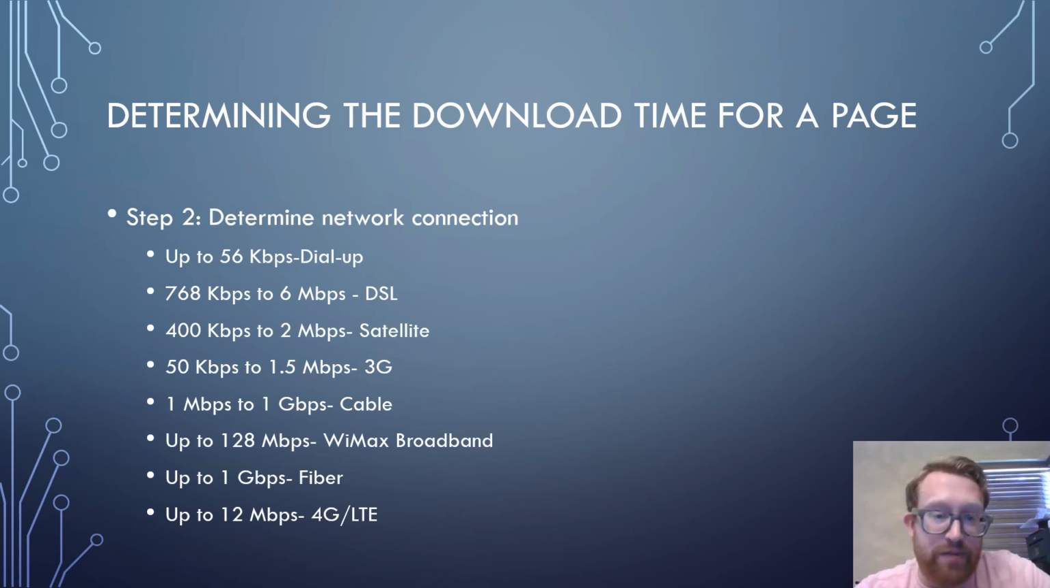First, up to 56 kilobits per second, which means it can be less than that, is dial-up. 768 kilobits per second to 6 megabits per second. I'm going to be correcting myself quite a few times here because there's a difference. That is DSL. 400 kilobytes per second to 2 megabits per second is satellite.